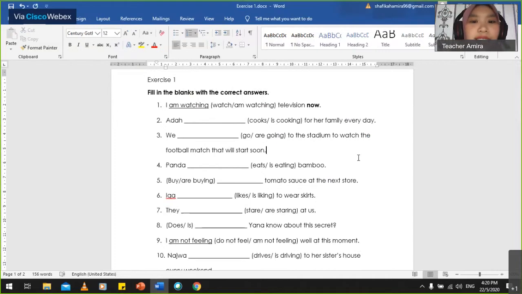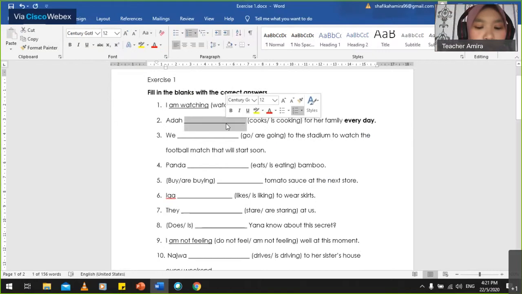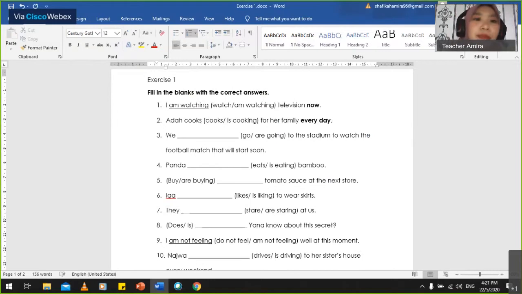Ada cooks for her family every day. Every day is the hint that we have. It shows habitual or regularity. So is it cooks or is cooking? Anyone? Okay, 3 seconds. If I don't get any answer, then I will answer it myself. 3, 2, 1. Okay, I answer it myself. Since it's habitual, we should use present tense. So which is cooks. Why do we have S here? Because Ada is singular.